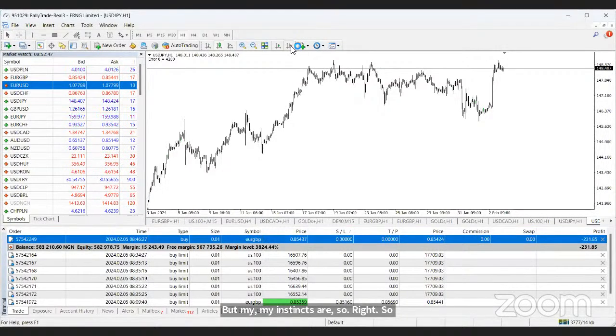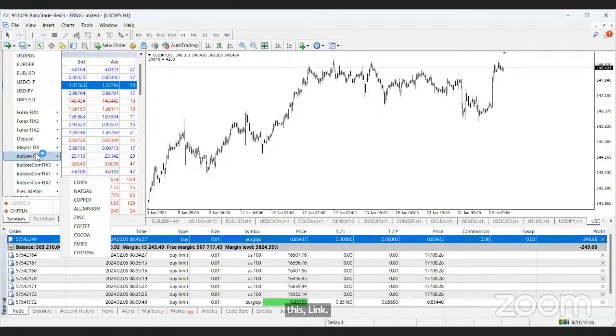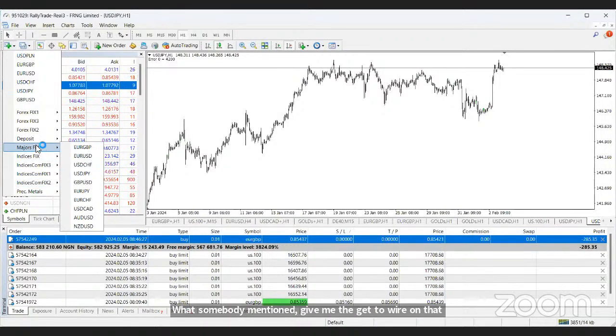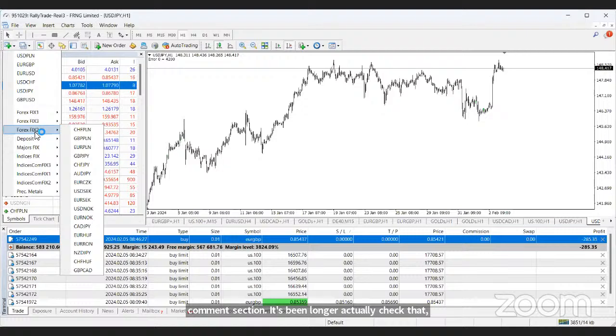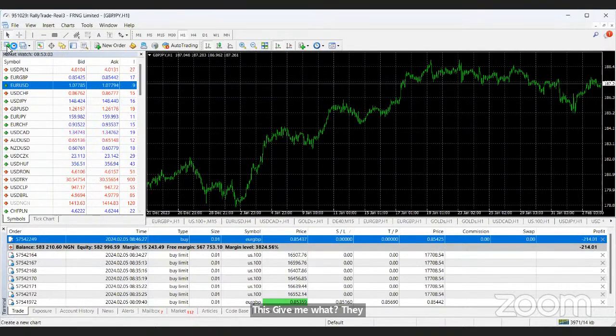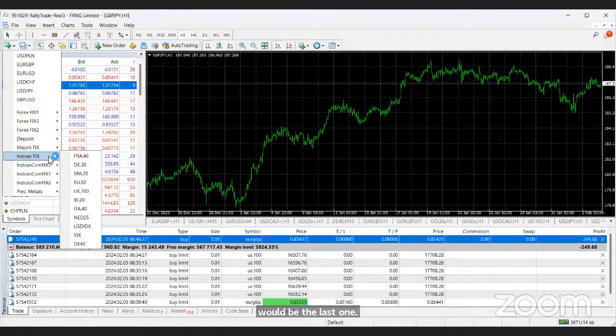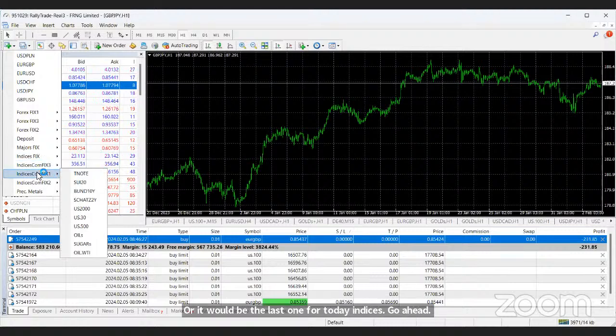I'm still waiting for this indicator to complete. But somebody mentioned GBP/JPY in that comment section. It's been long, I actually checked that, but let me check it for you, for those people. GBP/JPY. Then I also check oil very fast. That will be the last one. Oil will be the last one for today. Indices, crude oil. This is commodity. Crude oil.